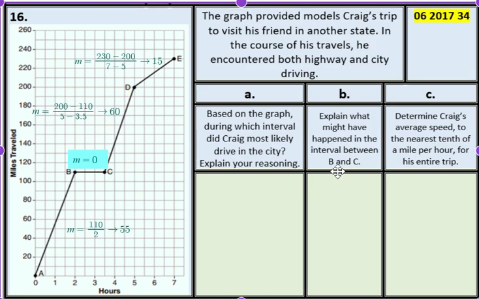So based on the graph, when did he drive in the city? Now I know we all see some people drive really fast in the city, but as a general rule, you're not going to consistently drive 55 or 60 miles an hour in the city without causing an accident or something, because you've got red lights, you've got pedestrians, there's way too much going on. So those two speeds of 60 and 55 don't make a lot of sense. So we have to assume that during interval D to E is Craig's city driving.